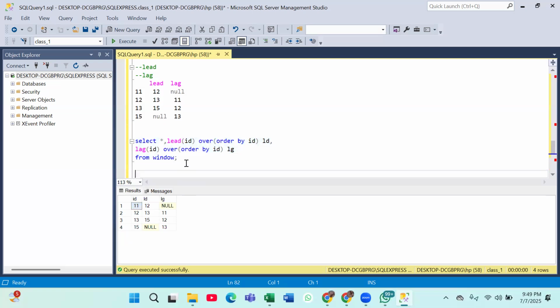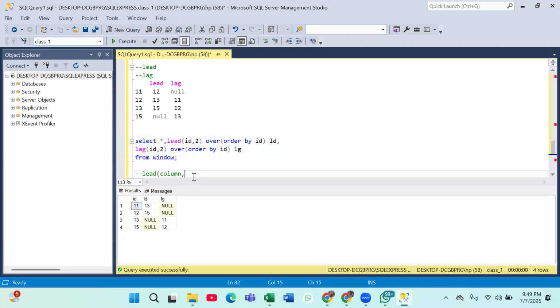Now, we can give 3 parameters in lead. Right now, we are only giving 1, right? But we can give 3 also. How? First will be your column name, of course. Then what number you want. I don't want the next number. I want the next to next number, which is at the second position. So I'll write 2 here. Are you able to get that? What is next to next number? It's 13. What will be next to next number for 12? It will be 15. So you will get only the next to next number. If you want the third number, then you will write 3, and accordingly.